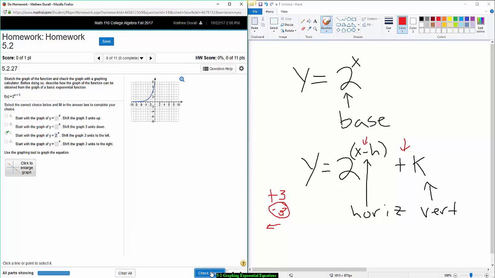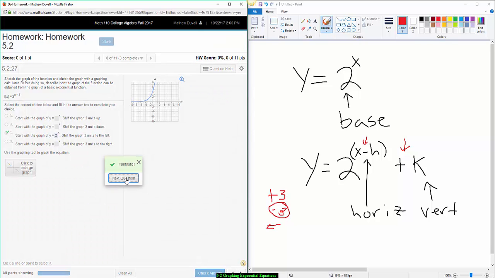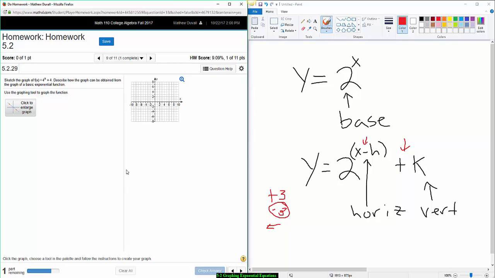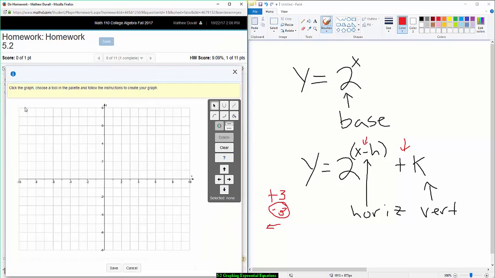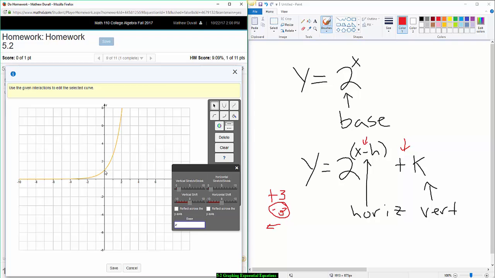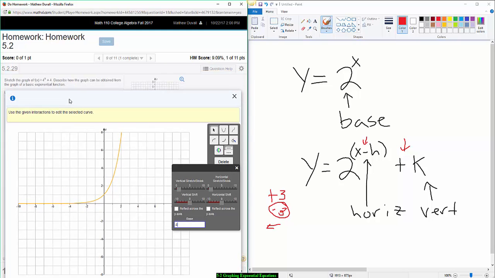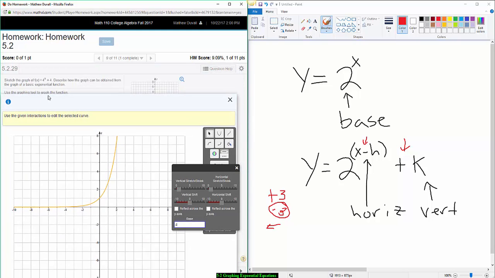So we're going to save that, check our answer. There we go. Let's look at another one. This one says sketch the graph of 4 to the x power plus 4. So once again, exponential shape, start at 0, 1. My base is going to be 4 this time, because it said 4 to the x plus 4.